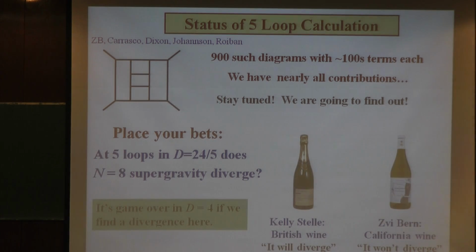Anyway, you can place your bets. So here's the specific bet. It's a specific technical bet at 5 loops. So 7 is out of reach. That would be the right calculation to do, but 5 is pretty good. So the bet is that in d equals 24/5, don't worry about fractional dimensions, we're theorists, does n equals 8 supergravity diverge?